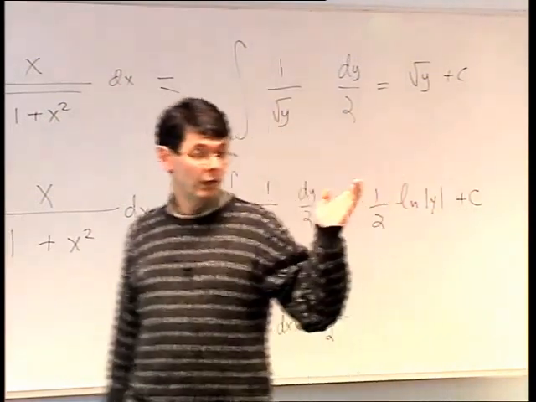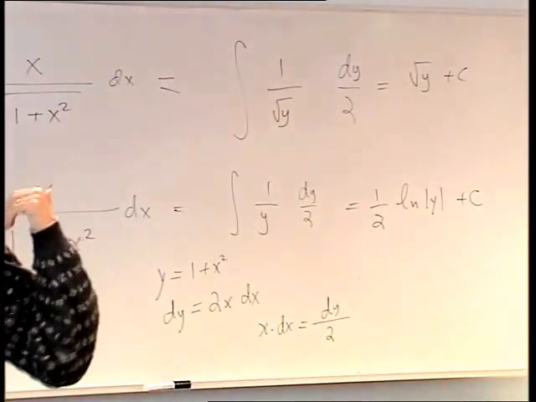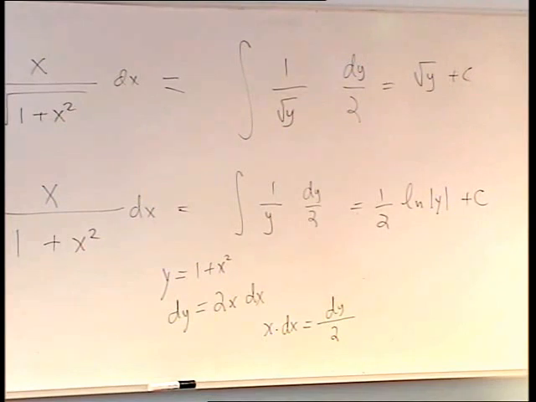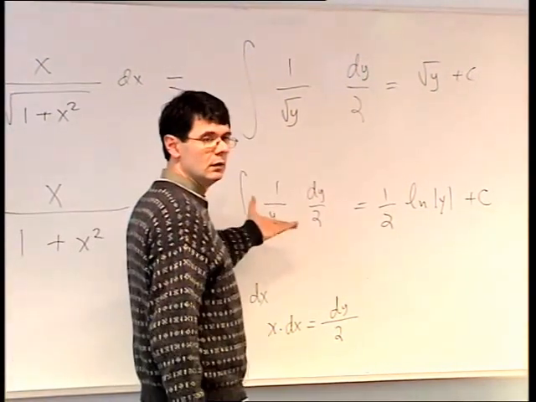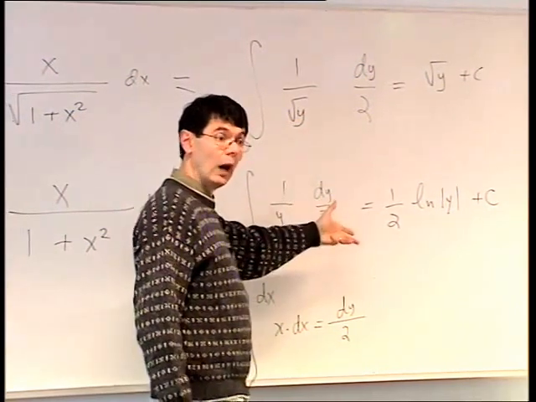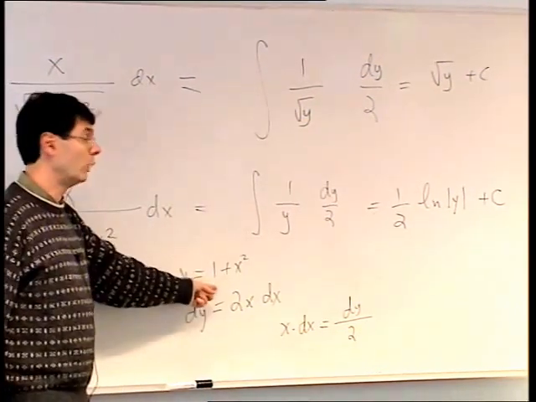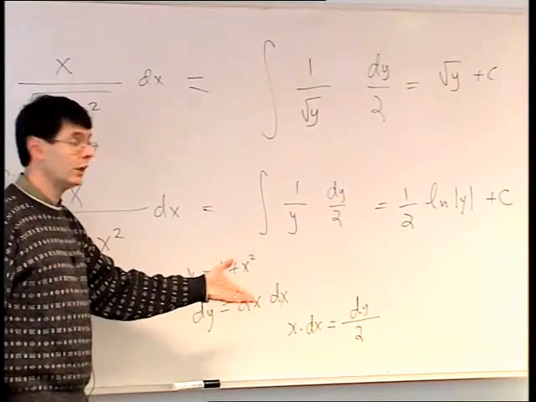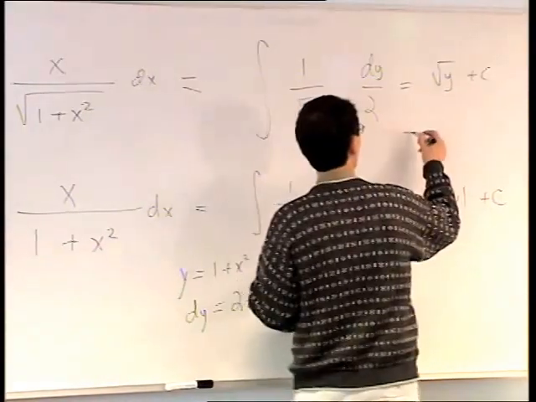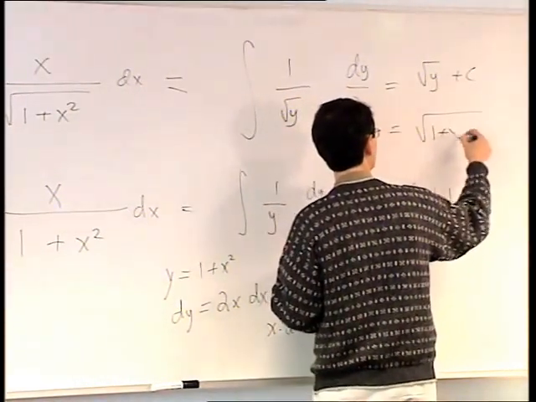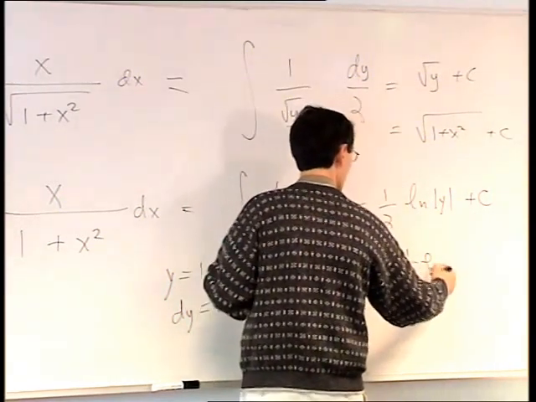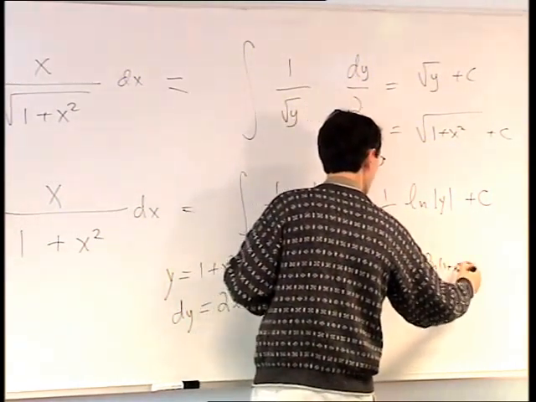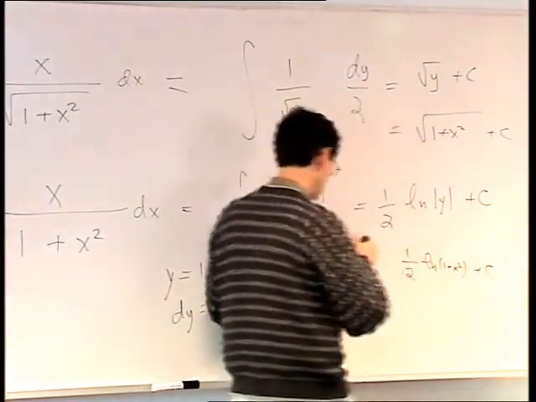I'm not going to do the details now because we've done these in the tutorial last week. But you can check that. Now you have the expression in y. You write it back in terms of 1 plus x squared, and you're done. This is the square root of 1 plus x squared plus constant, and that is 1/2 log of 1 plus x squared plus constant. There.